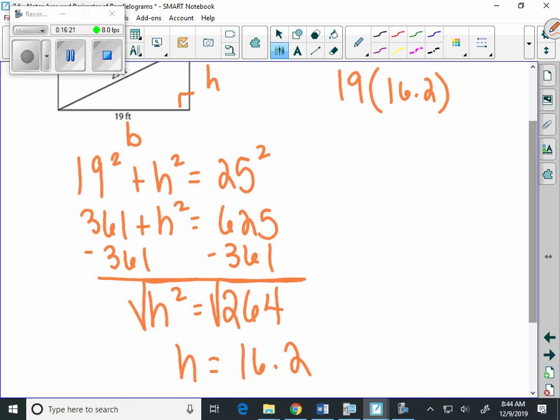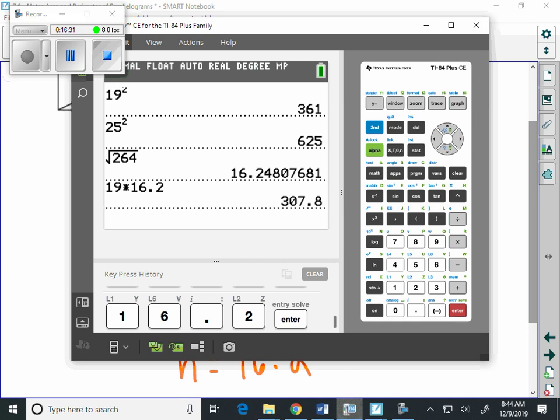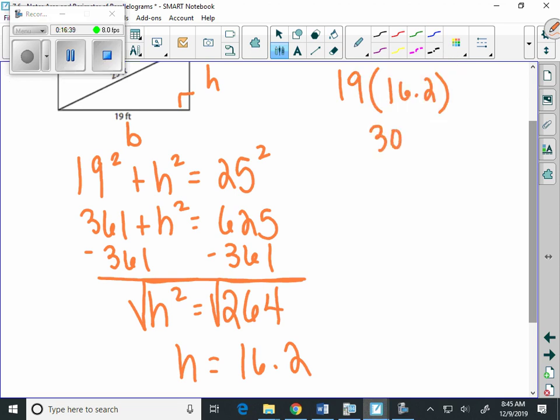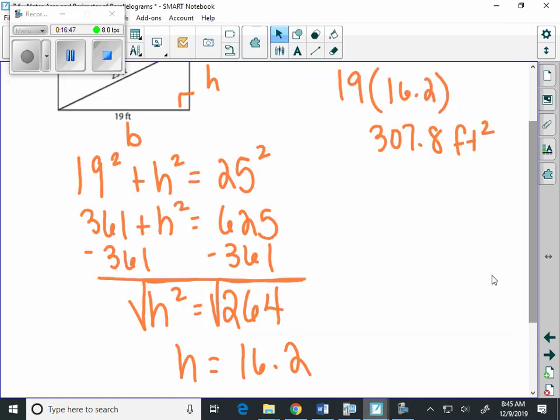And again, use Desmos if you prefer. 19 times 16.2 gives us 307.8. It's area, so we're going to measure it in square units, which is feet squared this time. 307.8. So it's all a matter of being able to identify the base, the height, knowing the characteristics of parallelograms.